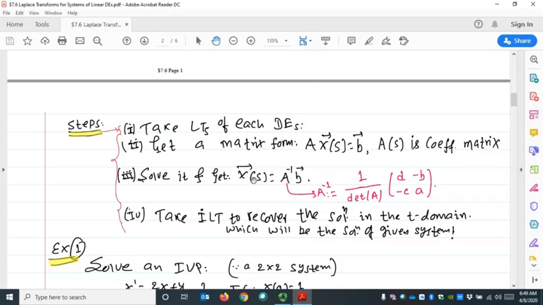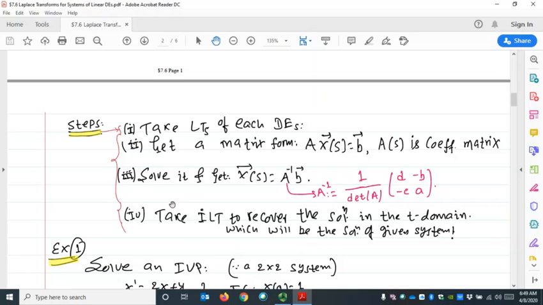And now we have a solution in the frequency domain. Now we use the inverse Laplace transform. This is step number 4. Take the inverse Laplace transform to recover the solution in the time domain, which will be the solution of the given system of differential equations. Great.